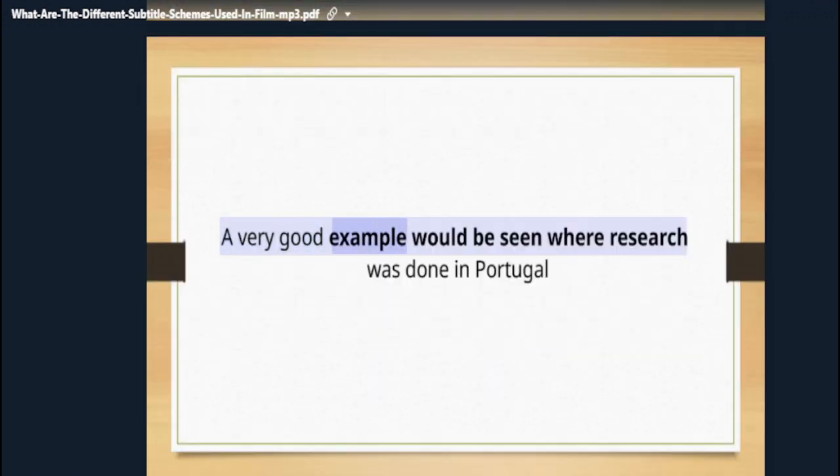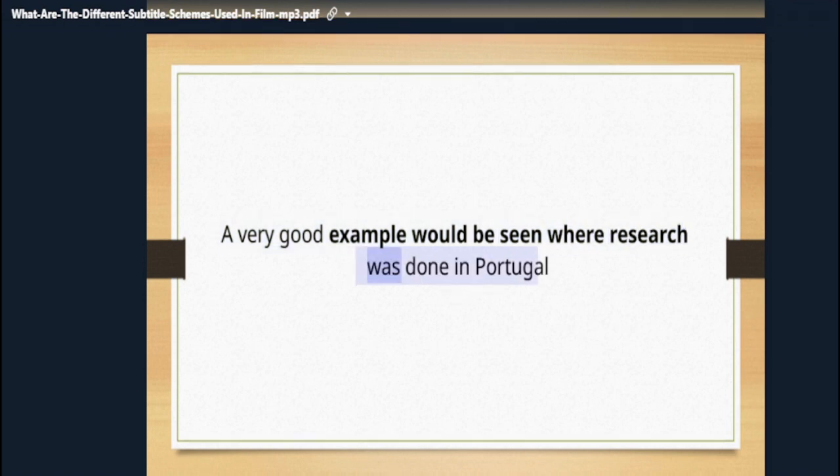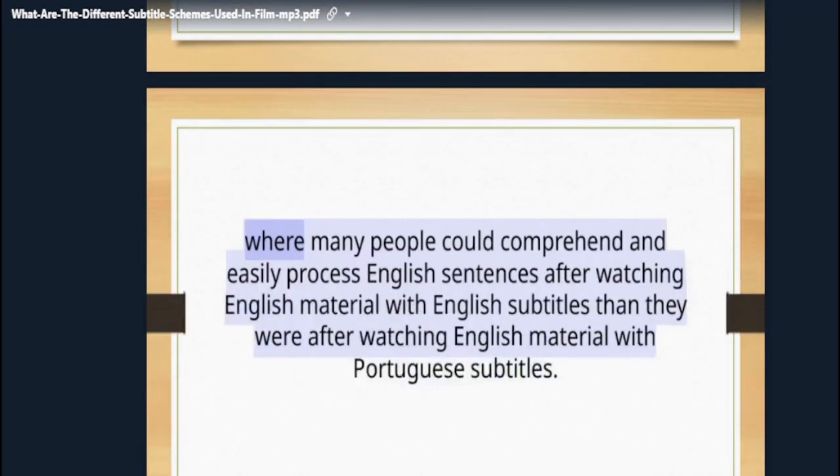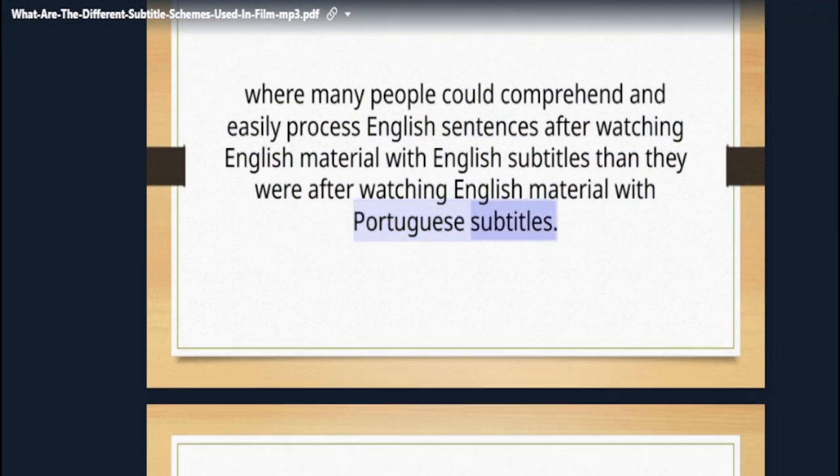A very good example would be seen where research was done in Portugal, where many people could comprehend and easily process English sentences after watching English material with English subtitles than they were after watching English material with Portuguese subtitles.